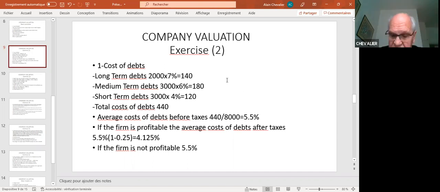Okay, so I think we can start again, always the second part of the first session. And you have a slide in front of you, which is called exercise 2.